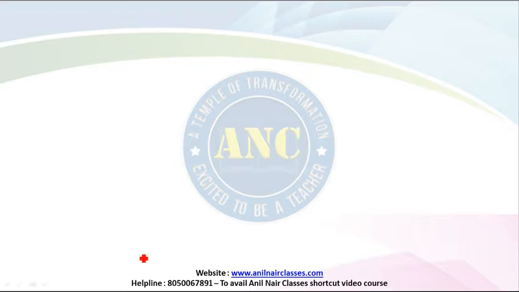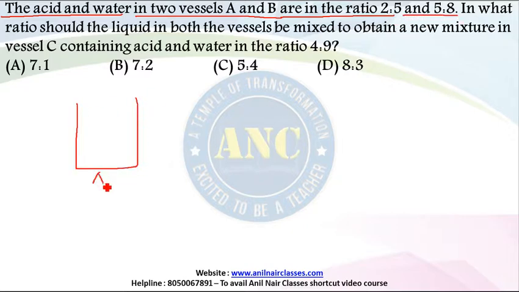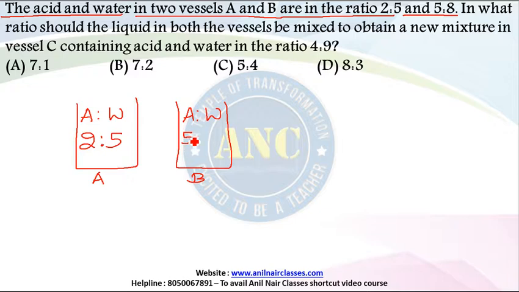Now please see the next varieties of questions in alligations. These are the next varieties of questions we are discussing right now. Now please see this question. The acid and water in two vessels A and B are in the ratio 2:5 and 5:8. That means there are two vessels. This is vessel A and the second vessel is named vessel B. In the first vessel, the acid and water ratio is given as 2:5. In the second vessel, the acid and water ratio is given as 5:8. This is what is given in the first statement.